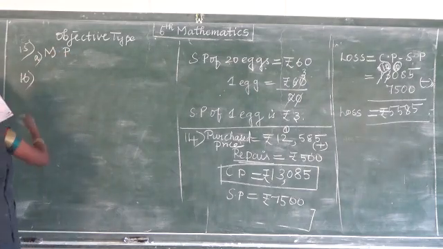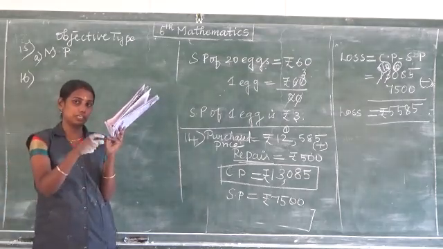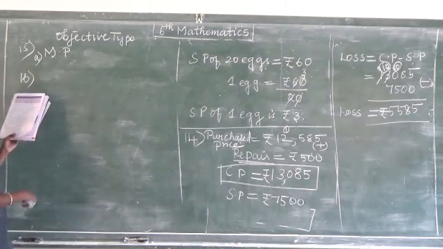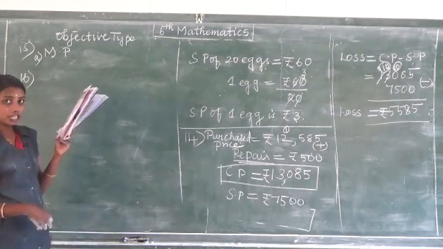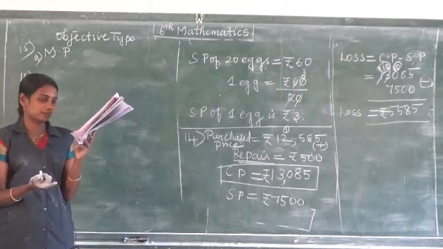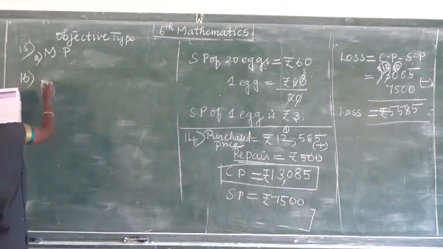Discount, when will you get the discount? From the tag price only you will get the discount. From the tag price or printed price only you will get the discount. Clear? Overhead expenses are always included in the cost price. Overhead expenses means repair amount, transfer amount, okay, transport amount. So that is included with the cost price.